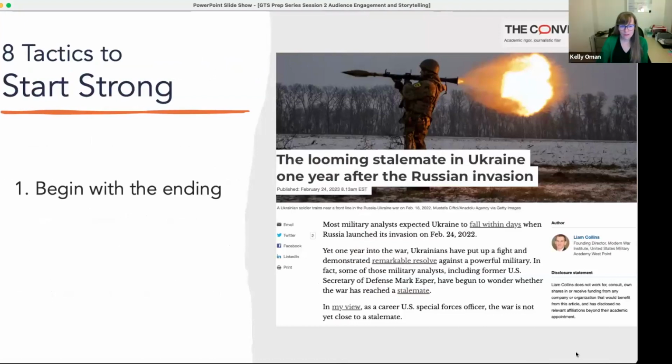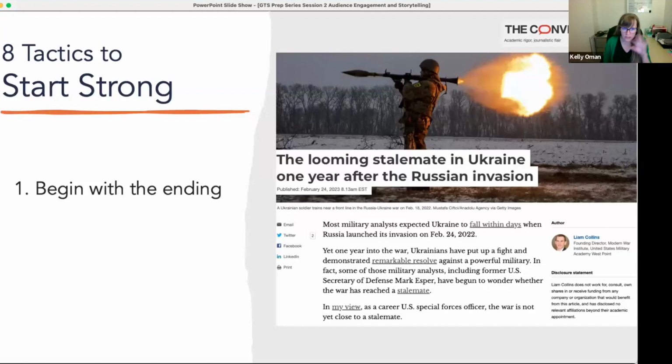Okay, so I want to look at some examples of strong starts. This is probably the most important part of your presentation to get us interested from the start. If you don't get your audience interested right away, it's going to be hard to get them interested in the middle. So how can we start really strong and communicate in a very brief way what this presentation is going to be all about and how it is going to be relevant to your audience?